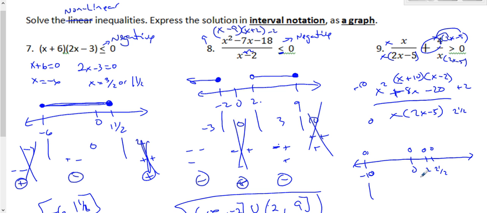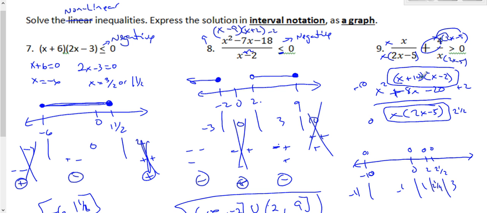We have 5 sections to test here. So we have negative 11, negative 1, 1, 2 and 1/4, and 3. So then we're going to plug in negative 11, looking up here into these factors and also these factors here.